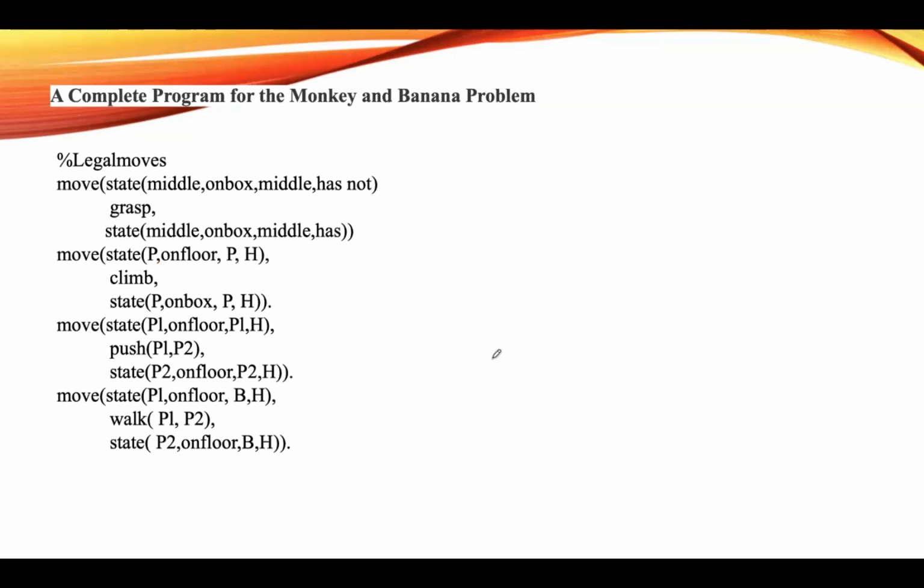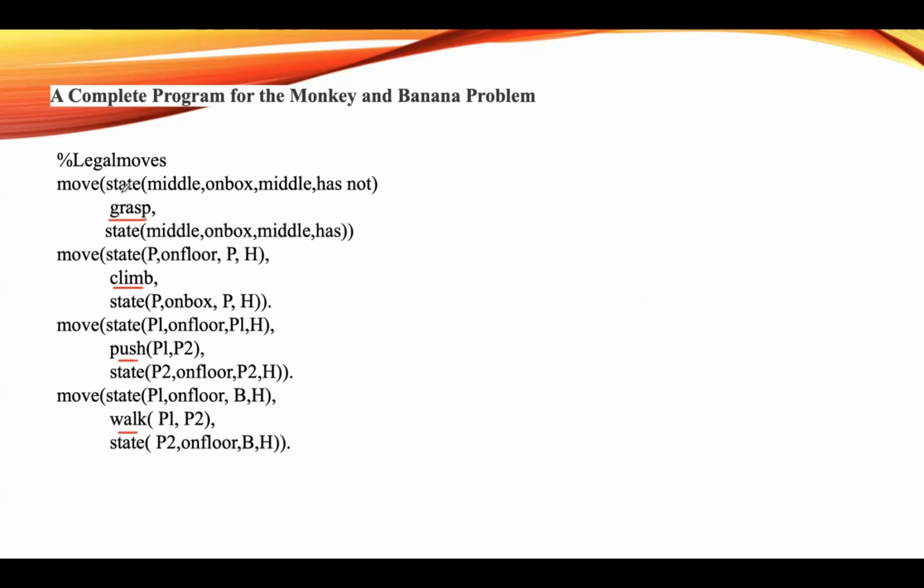This is a complete program for the monkey and banana problem. So we'll see how to write the Prolog program here. These are the set of legal moves, which we already saw. We have four moves: grasp, climb, push, and walk.